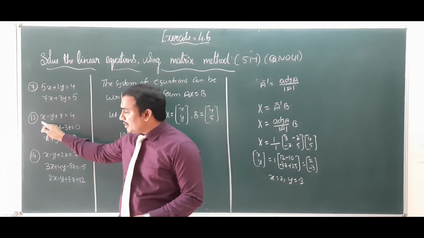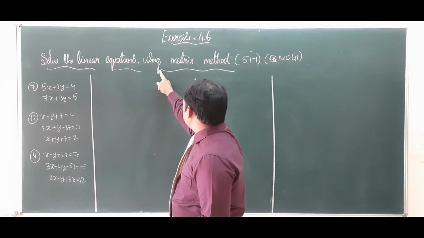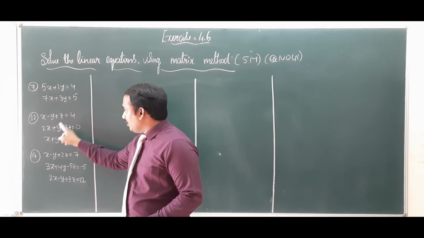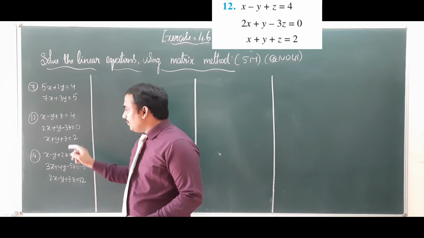Next we will see question number 12. Solve the linear equations using matrix method: X minus Y plus Z equal to 4, 2X plus Y minus 3Z equal to 0, X plus Y plus Z equal to 2.